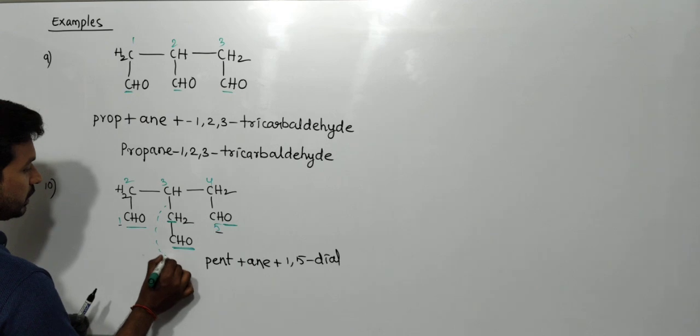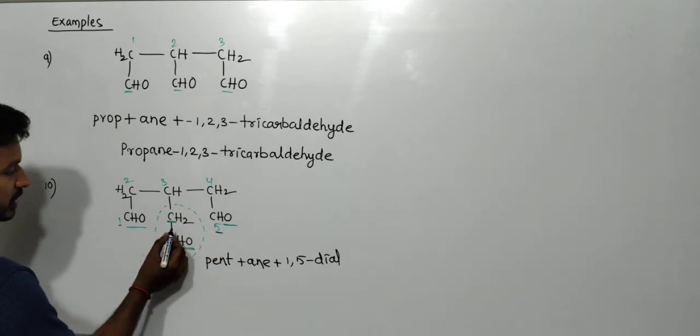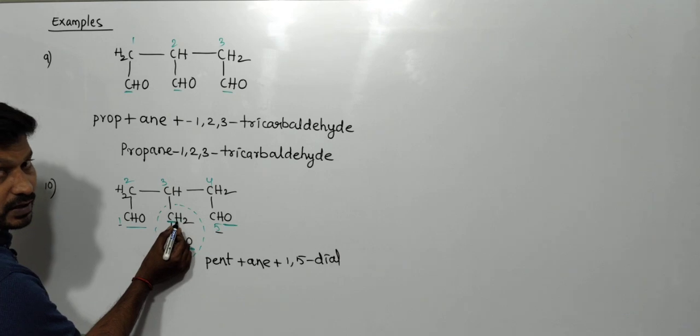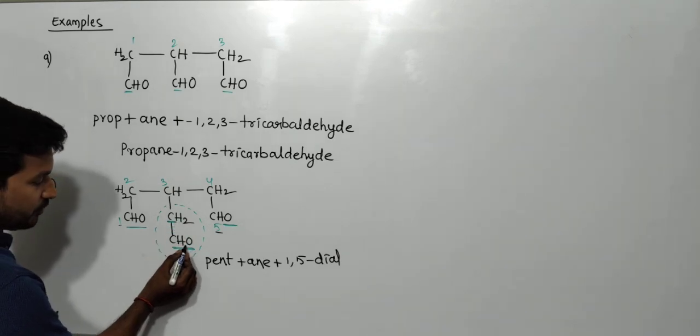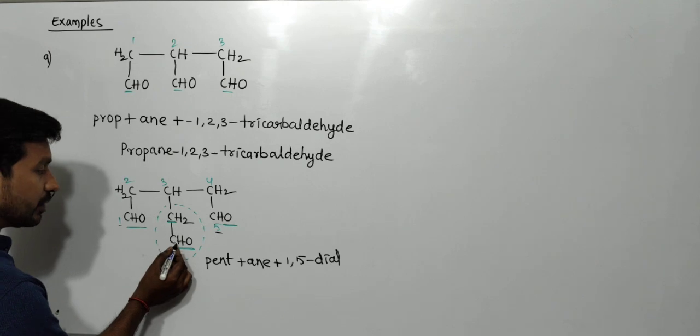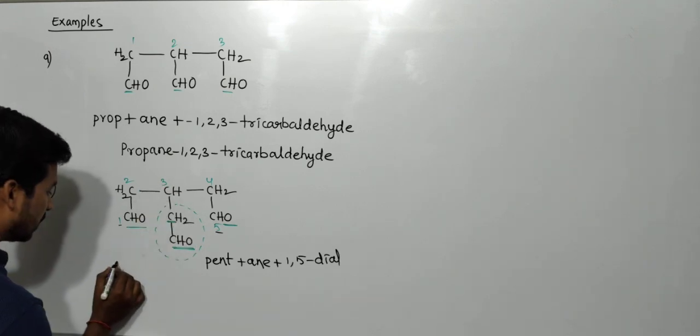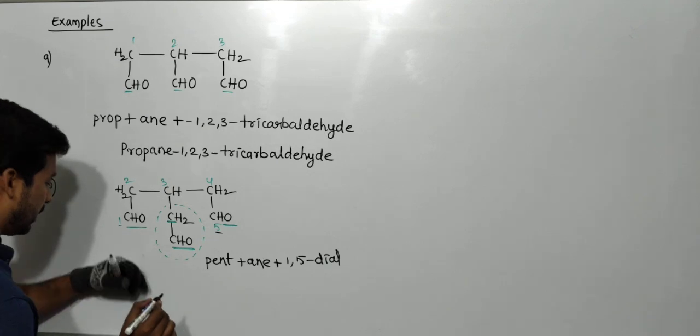This is the parent chain. This is a substituent. So which substituent? If it is CH3, we write methyl. If it is CHO, we write formyl. Both are present: formyl attached to methyl. Formyl methyl at 3rd position. 3-formyl methyl.